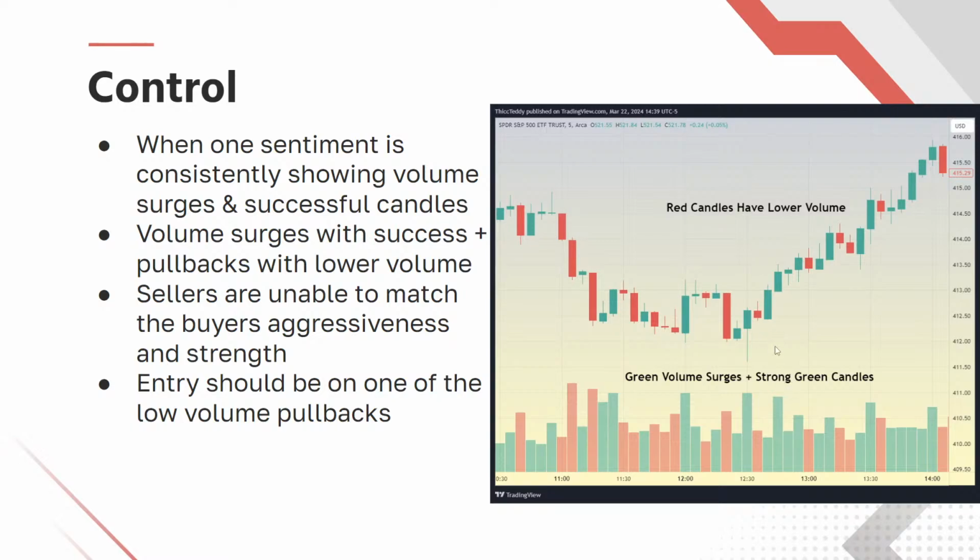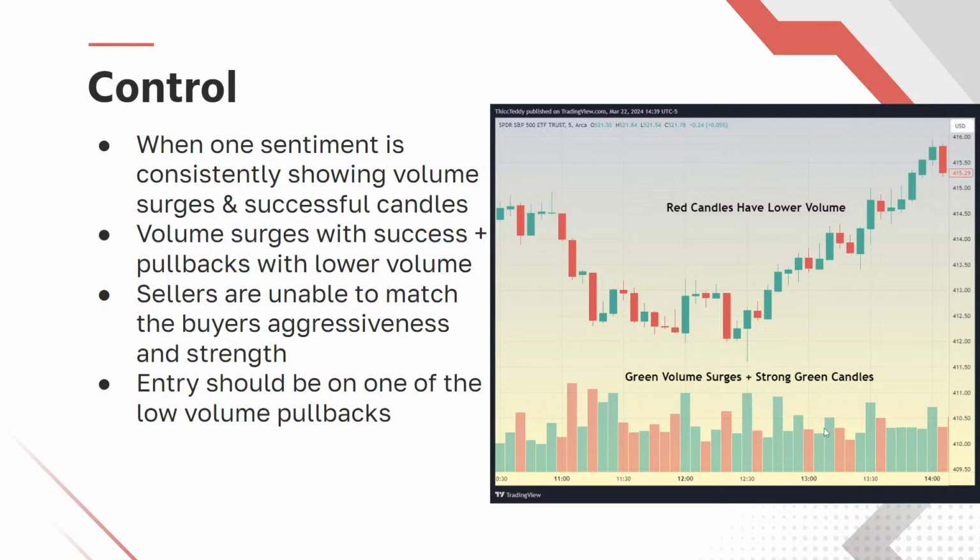And the next one here is a breakout candle where we broke above this resistance area and we closed with a strong body. Next one here is another breakout candle, broke above this resistance, and we closed with a nice body and small wicks on both sides. So the volume surges, those are the successful candles.